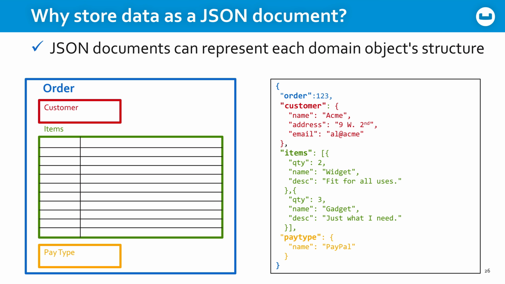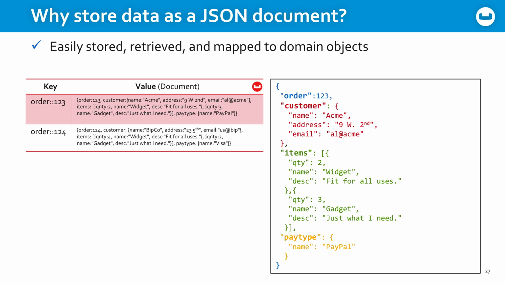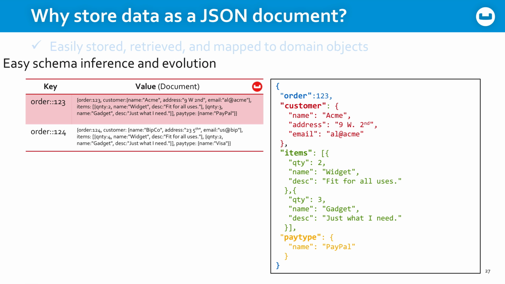Further, Couchbase at core is a key value store. So if the value happens to be a JSON document, you can store them one after the next trivially easily in a system like Couchbase. So data representing your domain objects ends up being easily stored, retrieved, and mapped.